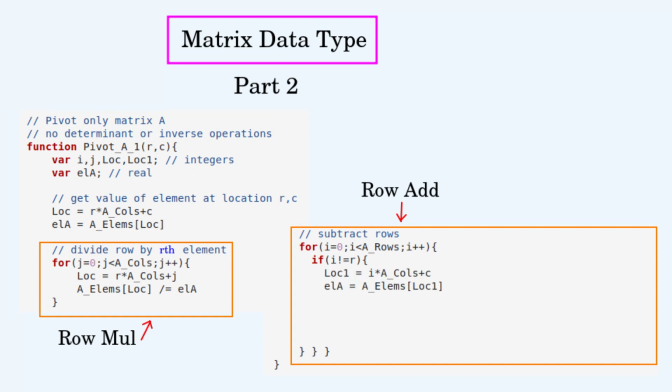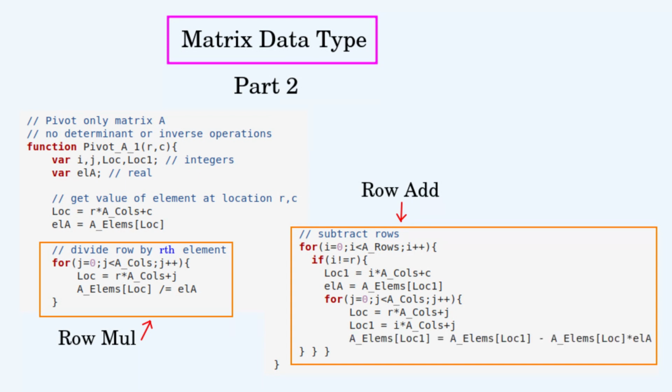Then we'll get the value of every element at column C, the column containing the element that we've just recently made into 1, using the row mul operation. Then we'll create a second loop to loop through every column in this matrix. We'll get the location of every element in row R. Then we'll get the location of every element in the row that we're subtracting row R from, corresponding to the element in row R with the same column.